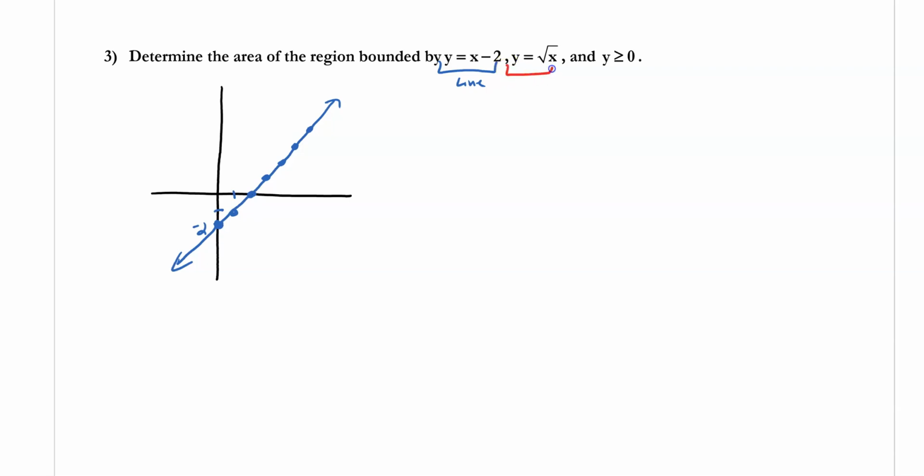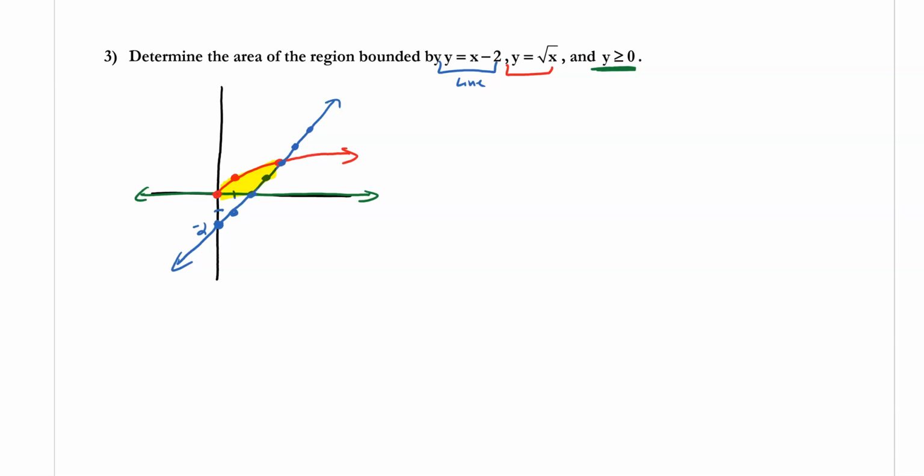Then we have the square root function, which is a sideways parabola. It's going to go like this. It's going to go like that, somewhere like that. Okay. And we're trying to find the area between these curves and y greater than 0. So that would be this line right here. So what is the region that is bounded by these two? It is this region right here. Or by these three, sorry, by these three things.